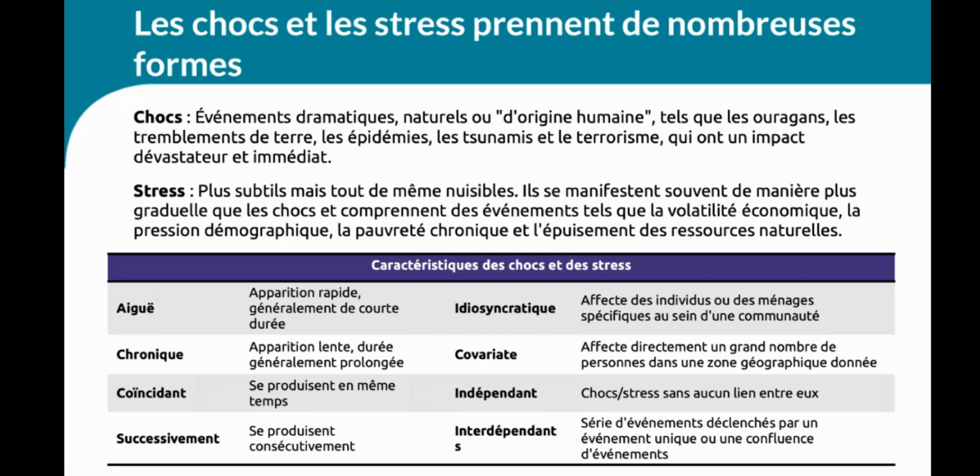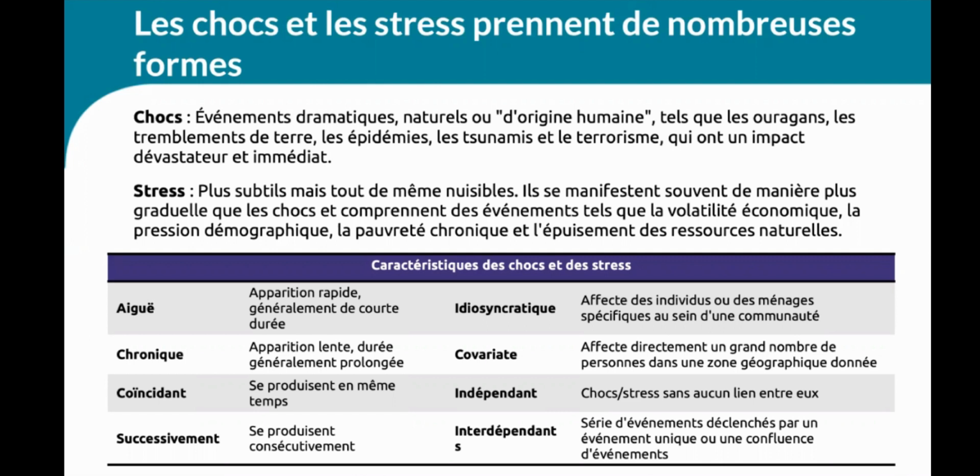That would be idiosyncratic, as opposed to covariate shocks, where the shocks affect a large number of people within a geographic area. So this would be things like floods, droughts, conflict, things like that. And typically, for the purposes of projects, we're really more interested in these covariate shocks, but we also need to make sure that we understand if there are widespread idiosyncratic shocks that are affecting our communities.